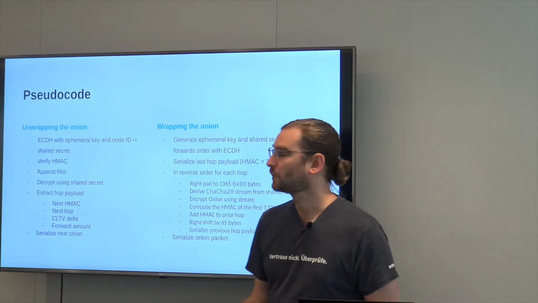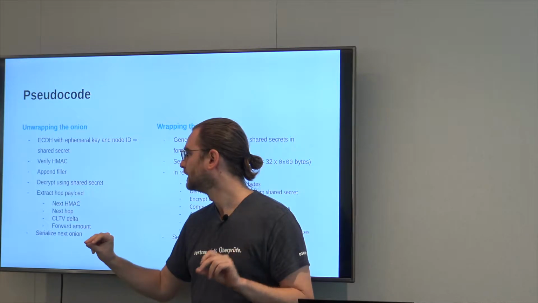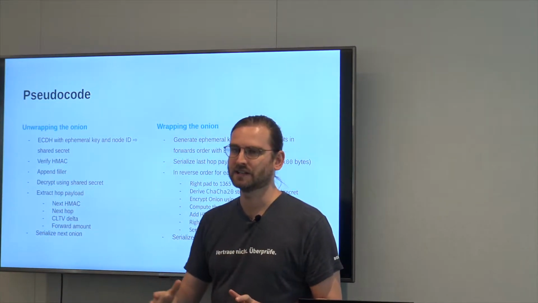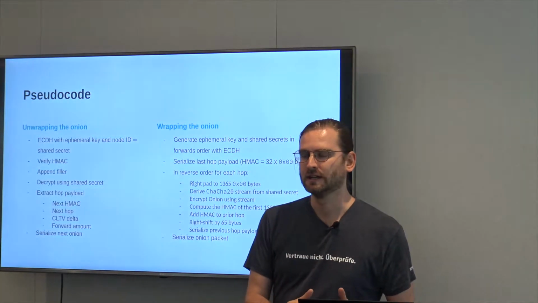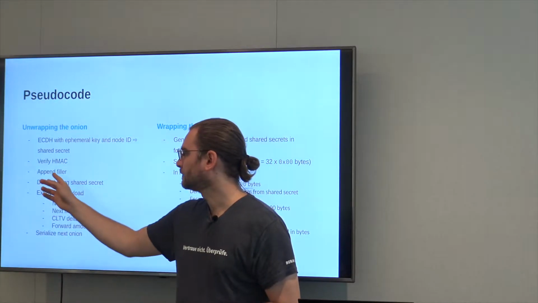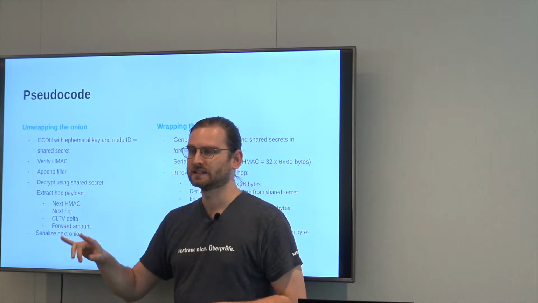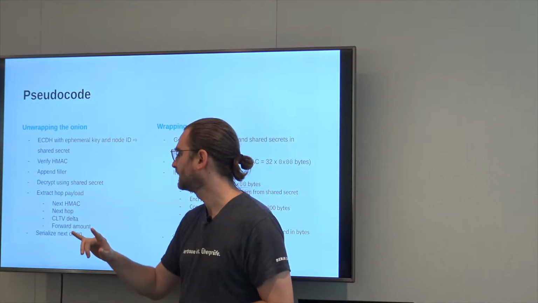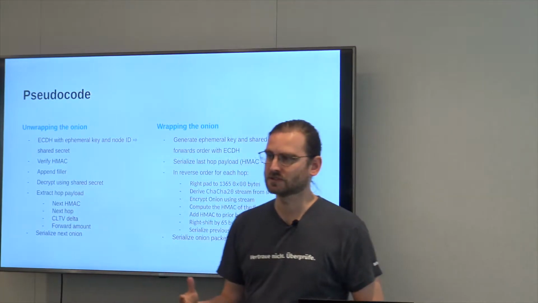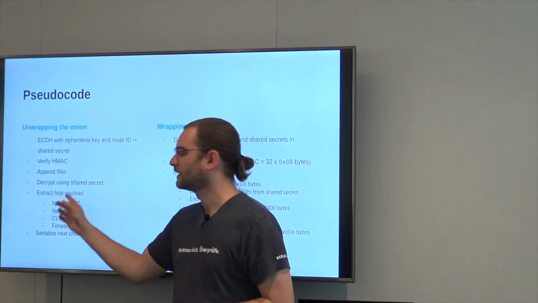Using that shared secret, we can compute an HMAC on the encrypted blob and compare it with the HMAC that we were given in clear text by the previous hop. Then we can append the filler, that is basically the zero padding at the end. We decrypt using the shared secret, and we use a ChaCha20 stream for that. We extract the hop payload.